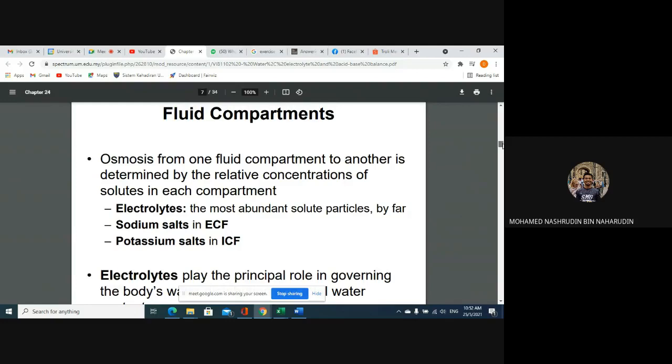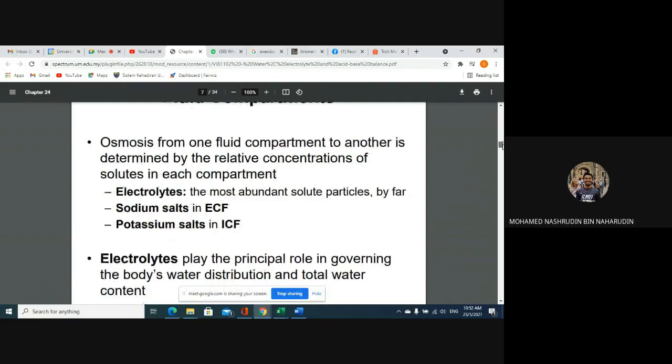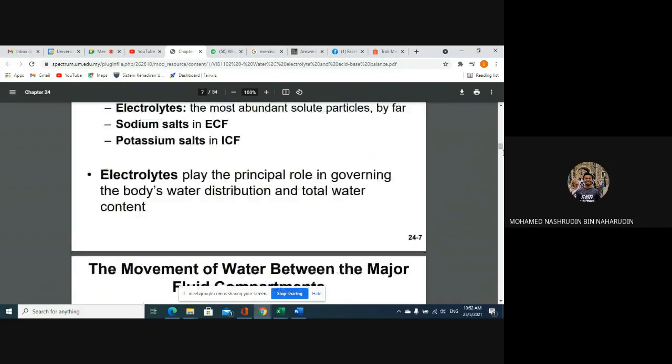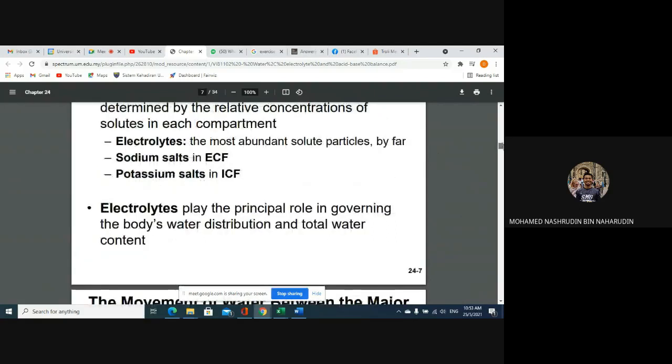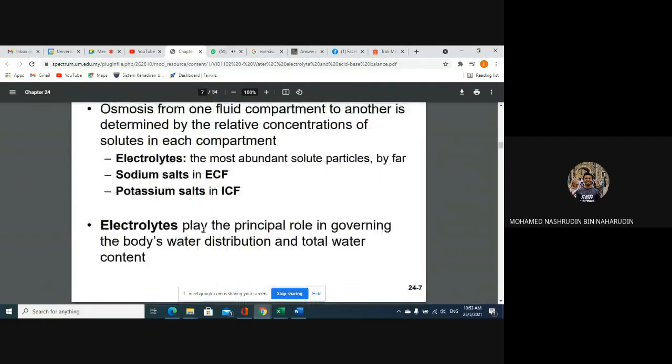So electrolytes play the principal role in governing the body water distribution and total body water content. Electrolytes play the main role, apart from other factors. But the most important thing is electrolytes, because that's where the activities of our cells happen. Different gradients in electrolytes. Okay.